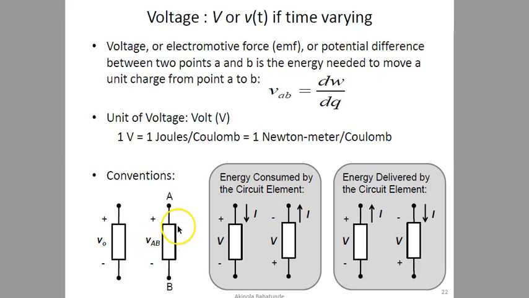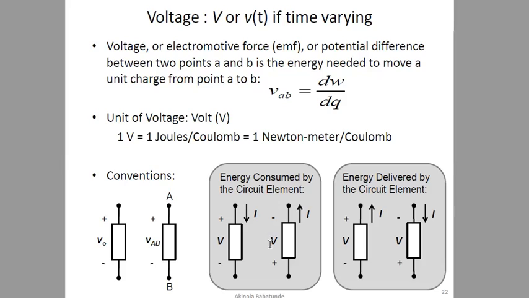All right. Now, when energy is consumed by the circuit element, that means current flows into the circuit element. So energy consumed by the circuit element indicates that current flows into the circuit element from positive to negative. This is very important. So also you can see here that current is flowing from positive charge to negative charge. When we have this kind of scenario, it means energy is consumed by the circuit element.